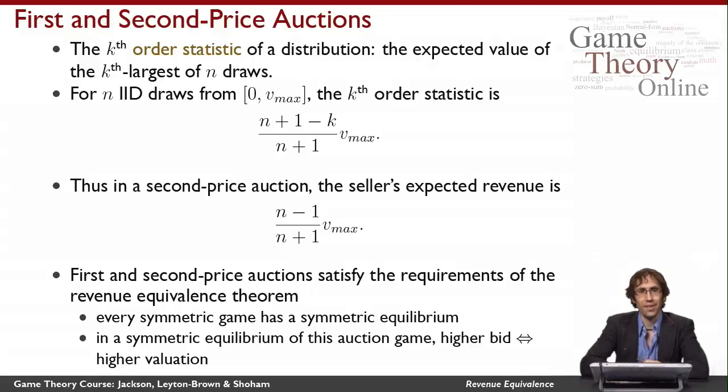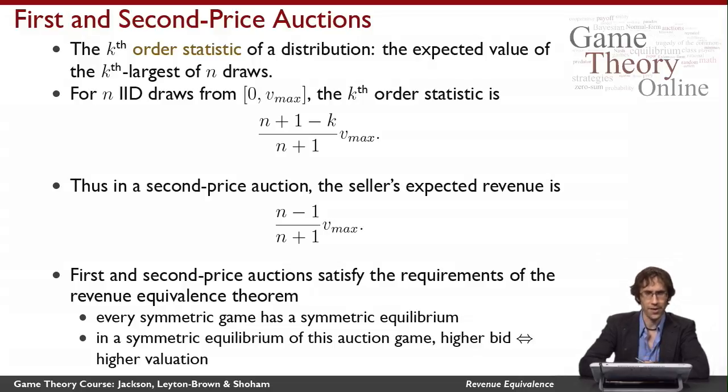Now, first and second price auctions both satisfy the requirements of the revenue equivalence theorem. It's easy to see for second price auctions. For first price auctions, it's not quite as easy to see that they allocate goods in the same way as a second price auction does. But basically what I want to reason is that in a first price auction, the bidder with the highest value gets the good.